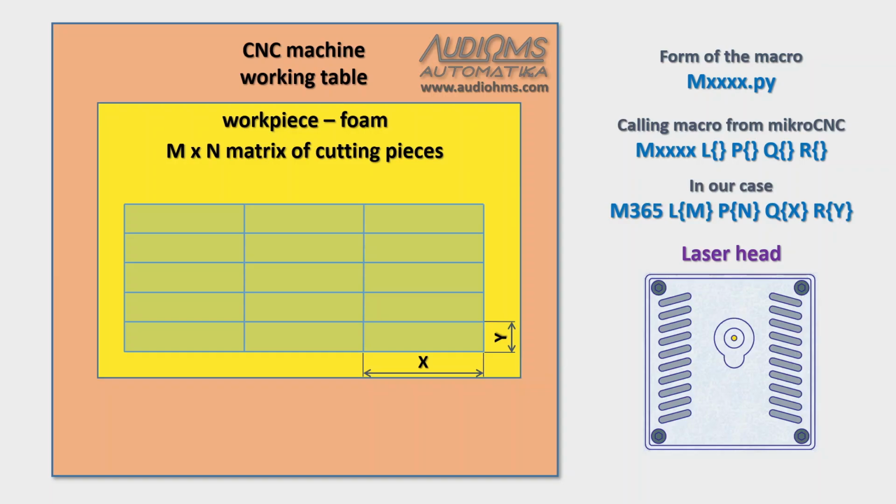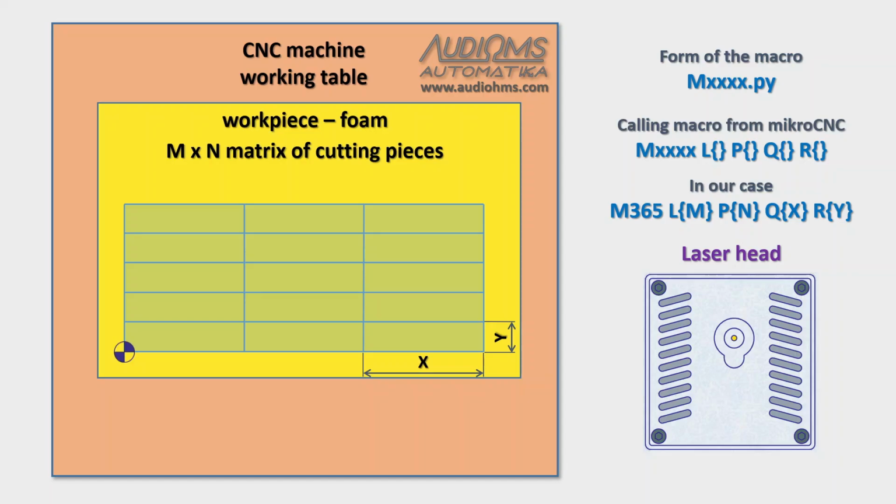We will create a macro command that will receive M, N, X, and Y as input parameters, and then generate G-code that will cut the foam into the exact number of blocks of the desired size. As you can see, we decided to call our script M365. Before the script's execution, we need to define the starting position of the laser. The coordinate origin could be set to the bottom left corner of the foam. Actually, let's slightly nudge the origin towards the inside in order to avoid cutting along the edges of the foam.